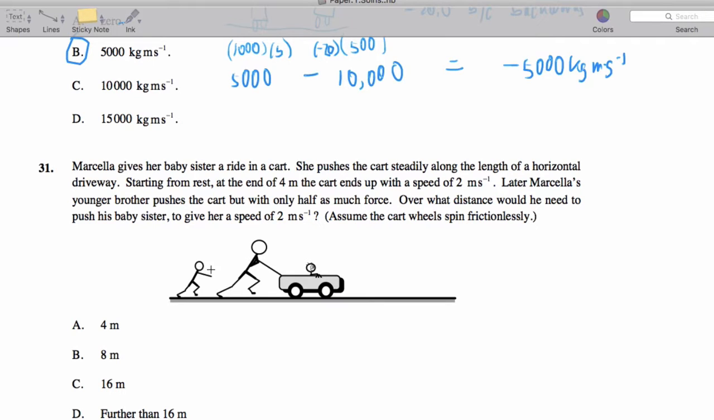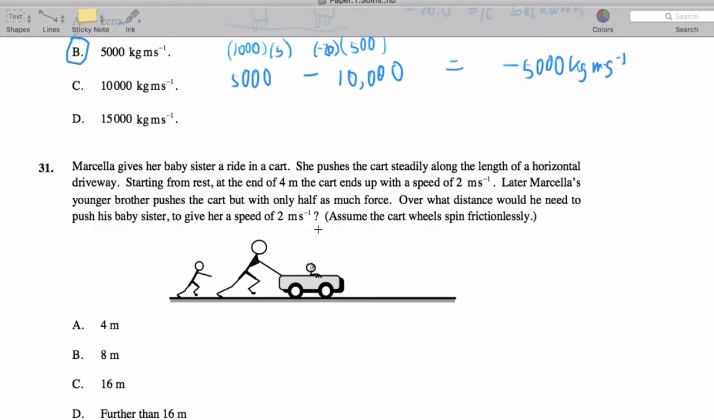And there's this little younger brother there, right? And there's the little Marcella clan and their little spider child in the cart. So, starting from rest, the cart at the end of 4 meters ends up with a speed of 2 meters per second. So let's kind of talk about what's going on here.